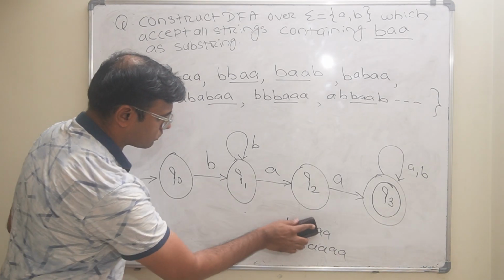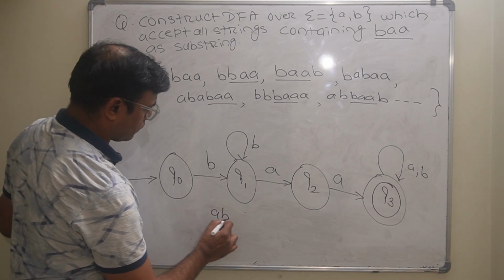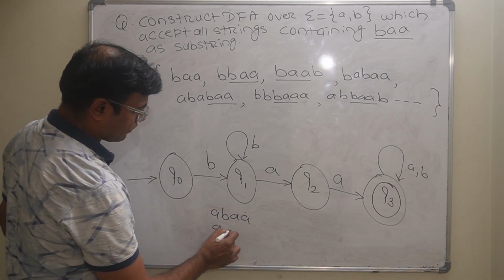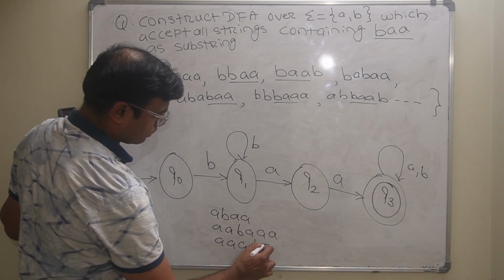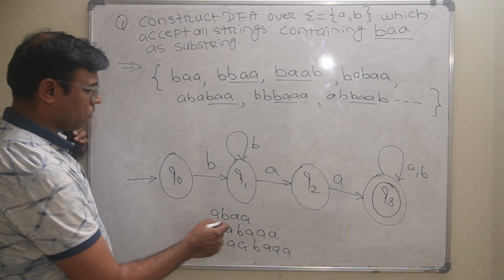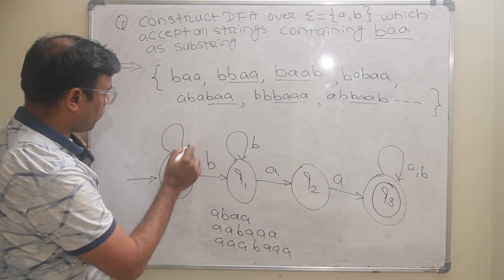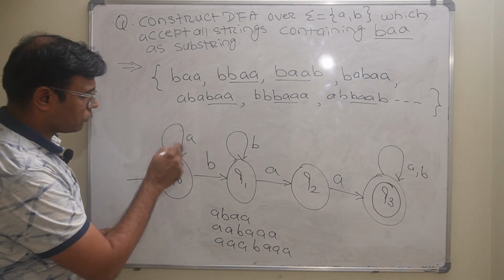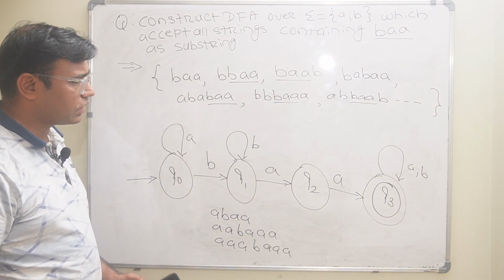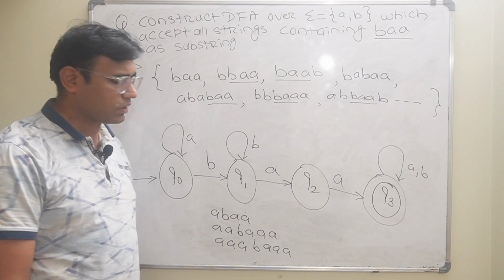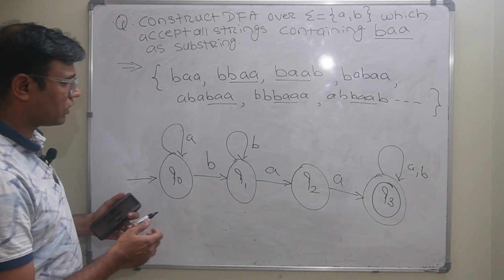Now let us see the next possibility. The next possibility is ABAA, where the string can start with A. A string can contain any number of A at the beginning, so AAABAA. Now if we apply the loop of A on Q0, it will solve our problem. So applying the loop of A on Q0, it will accept any number of A and then BAA, it will reach the final state. When you reach the final state, the string is accepted in a DFA.